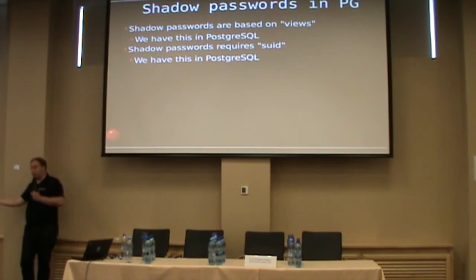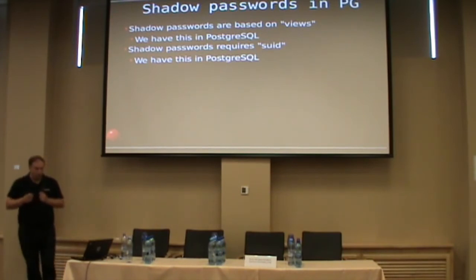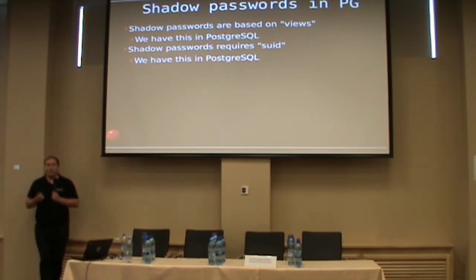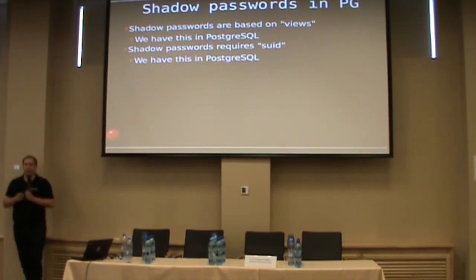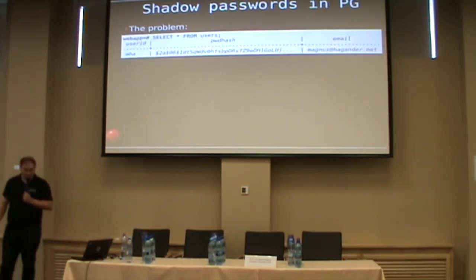In our database, I can't just remove all access to the users table, because there are probably foreign keys pointing to it. You need to be able to look up other users, like the application needs to be able to do those things. But we have the concept of creating views. In Postgres, we even call them views. And shadow passwords also rely on the fact that anyone who's actually logging in uses setuid binaries, so that they can temporarily go look at the password and then go back. Turns out we have that too in Postgres. So we have all the parts that we need to solve this problem.